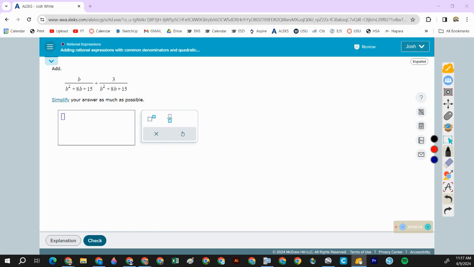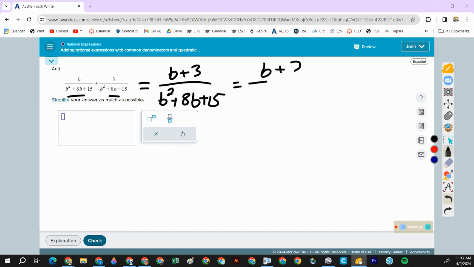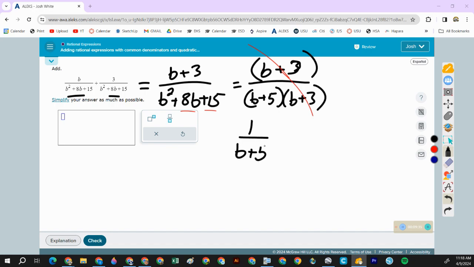All right. Denominators match. B and 3 are not like terms, so it's just B plus 3 over B squared plus 8B plus 15. However, the denominator probably factors. So that is B plus 3 over two numbers that multiply to be 15 and add to be 8. What are they? So B plus 5 and B plus 3. And now the B plus 3's cancel, and I'm left with 1 over B plus 5.